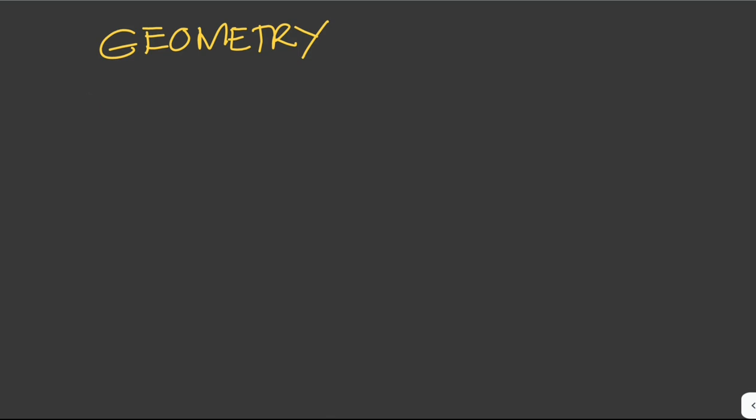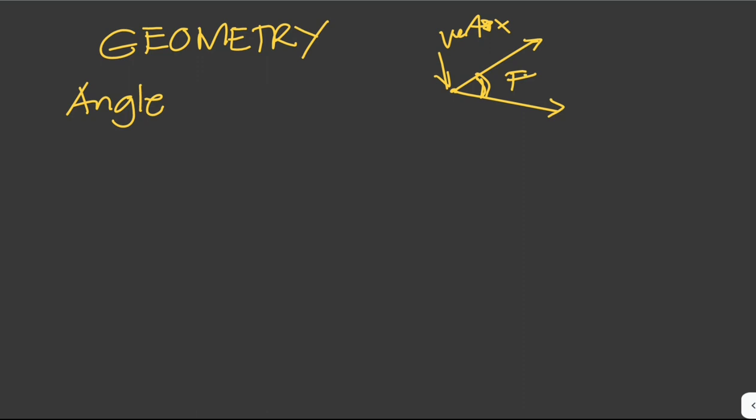They have angles. So an angle is formed by two rays with a common endpoint called a vertex. Say 1 ray, 2 rays. Okay, so this is our vertex, and it forms an angle.